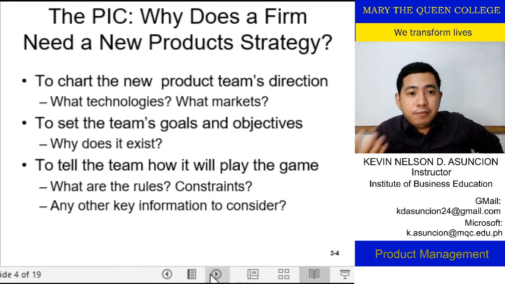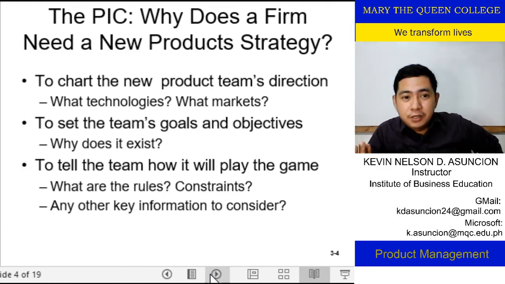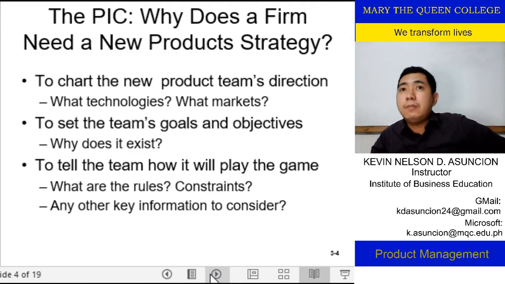Why does a firm need a new product strategy? Perhaps, probably, because of environment change. Your environment changes through time, and some products might not be that effective and don't serve their purpose in a specific period of time. Time flies, and everything changes in our environment, and the needs of people might change.